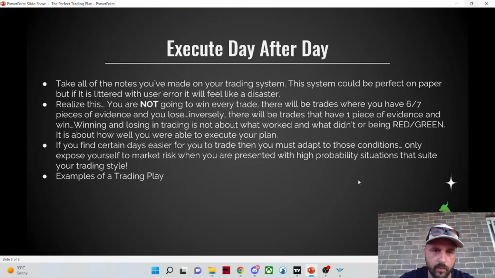Hop to the next slide here. So now we execute day after day. So we take all of the notes that you've made on your trading system. And remember, each execution or each strategy you have has to have very specific criteria. Okay, very specific criteria. The system could be perfect on paper, but if it's littered with user error, it will feel like a disaster. I've given my exact trading plan to another person, and they've completely butchered the whole thing.